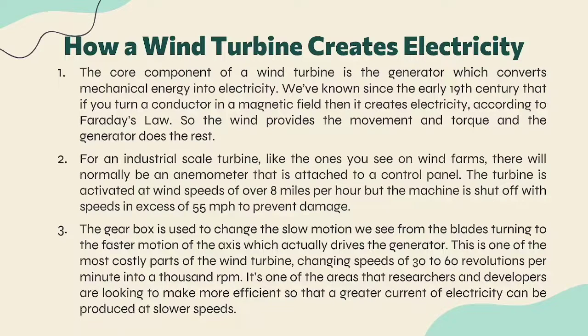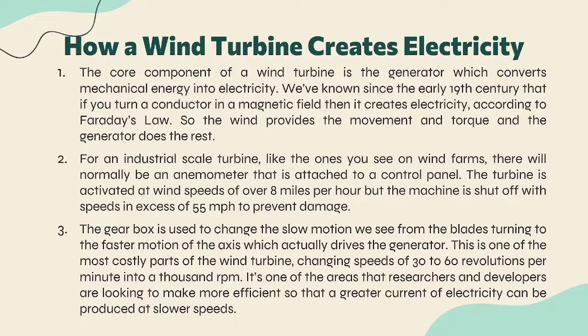For an industrial scale turbine, like the ones you see on wind farms, there will normally be an emitter that is attached to a control panel. The turbine is activated at wind speeds of over 8 miles per hour, but the machine is shut off with speeds in excess of 55 miles per hour to prevent damage.